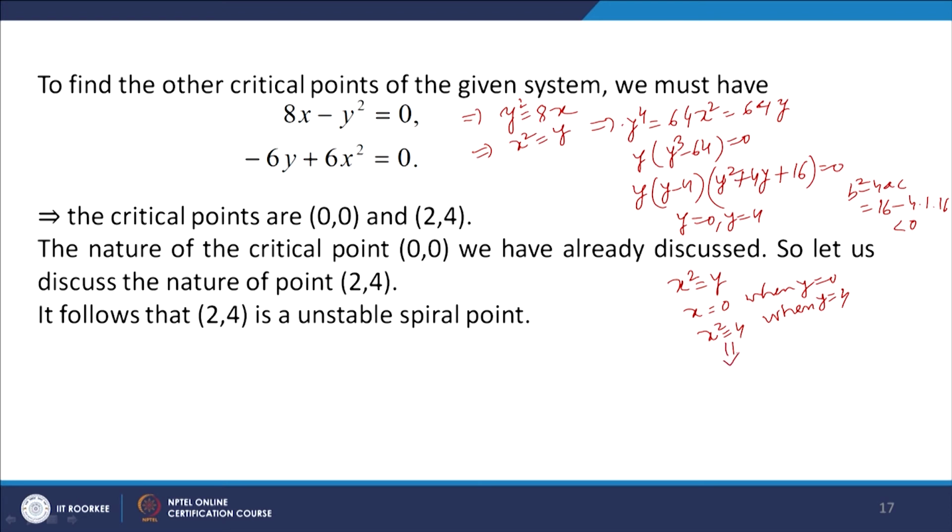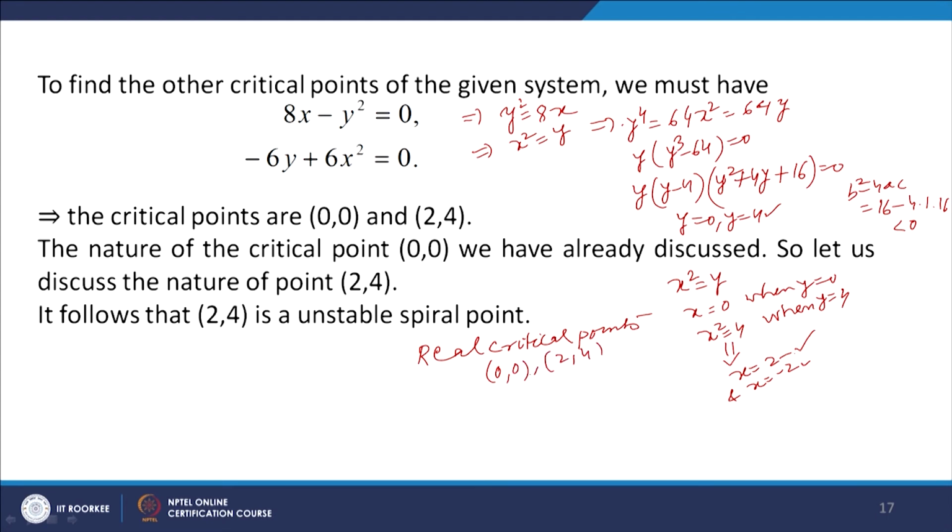Now, this gives you two values of x, x equal to 2 and x equal to minus 2. Let us see x equal to 2. If you take x equal to 2, then y square is equal to 16, which is fine. So, x equal to 2 is admissible, but x equal to minus 2 is not admissible, because y square becomes minus 16. So, corresponding to y equal to 4, x should be taken as 2. So, we have two real critical points: (0, 0) and (2, 4).